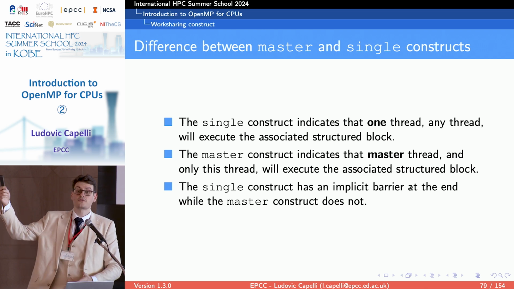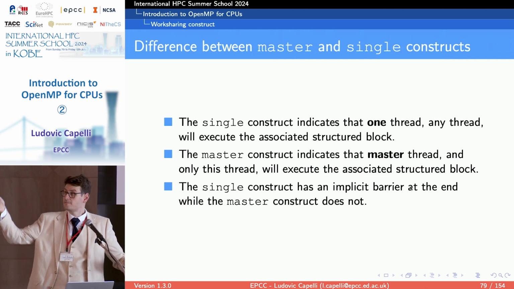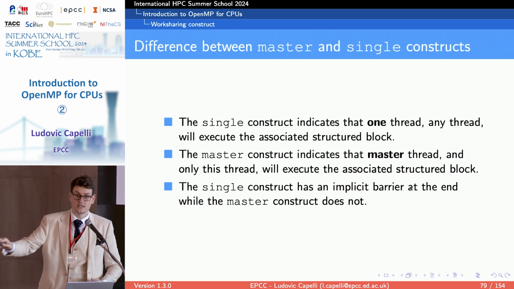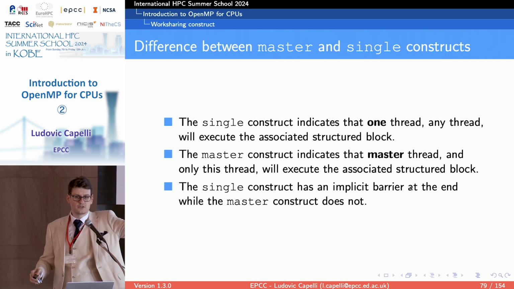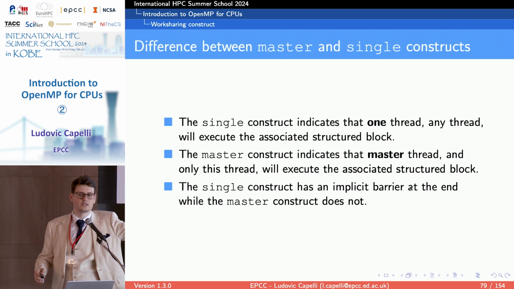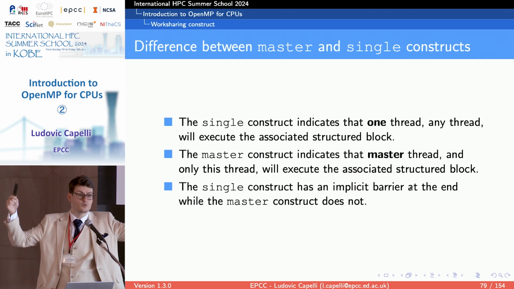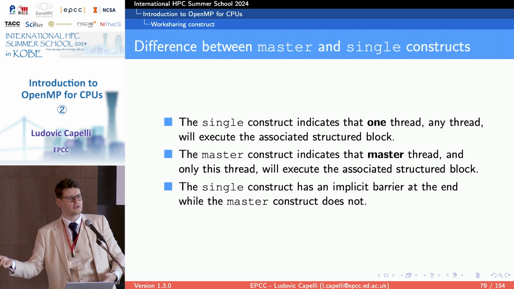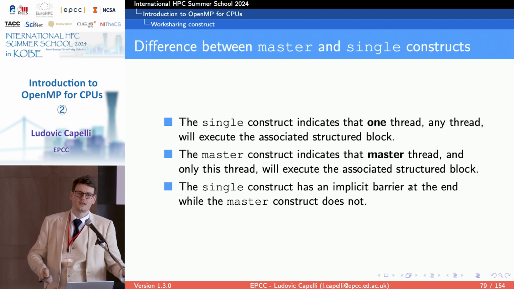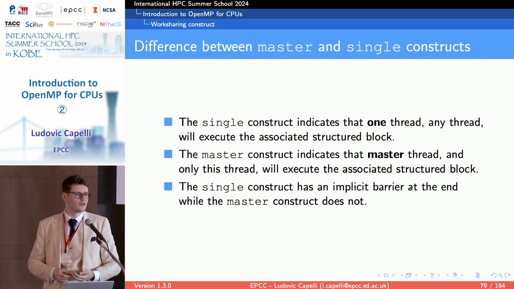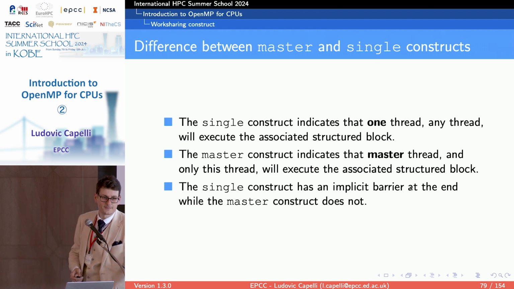single, when only one thread, we don't know which one, but one thread will do that code, there is an implicit synchronization at the end, but when it's master, so only one thread doing it, there is no implicit synchronization at the end. In both scenarios, it's just one thread doing something, but one makes a synchronization and one doesn't. Is there anyone who can think of a reason why that is? Yes, go ahead.